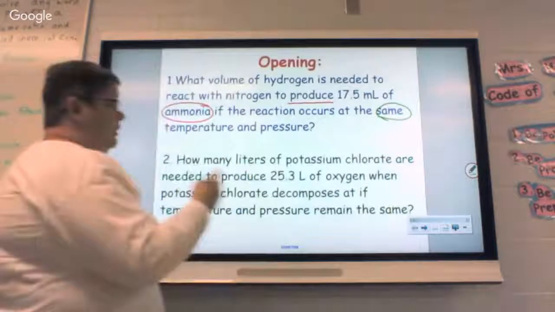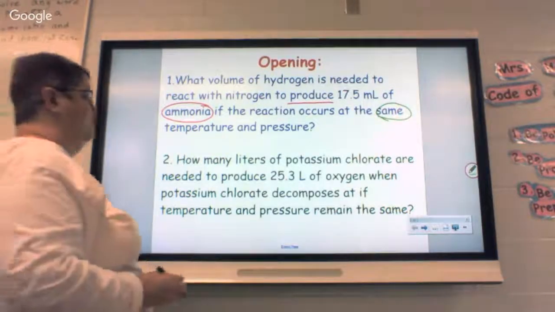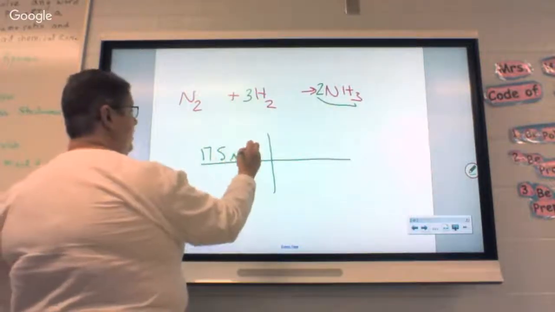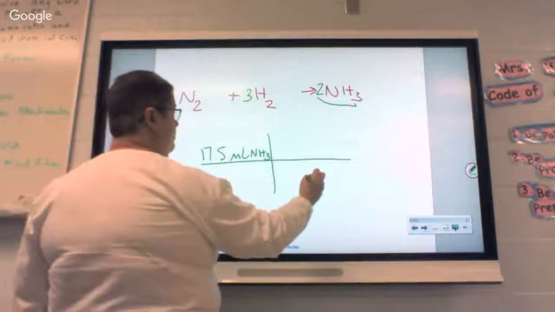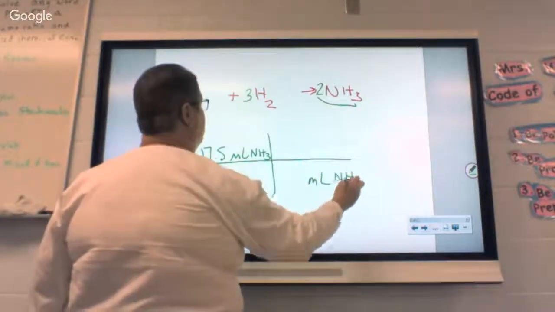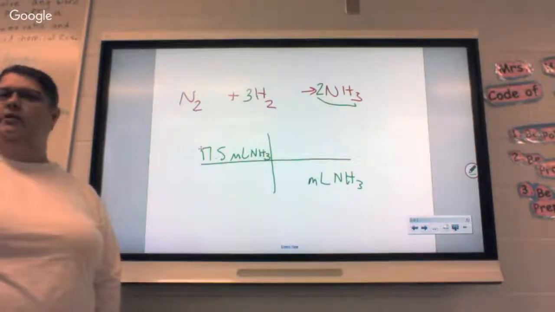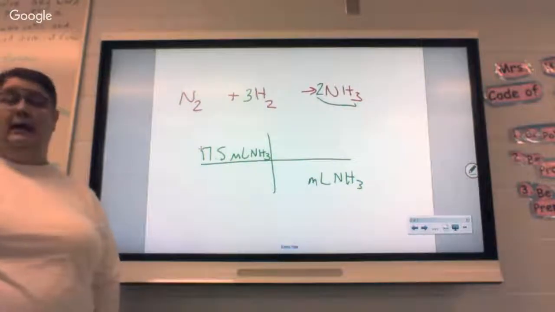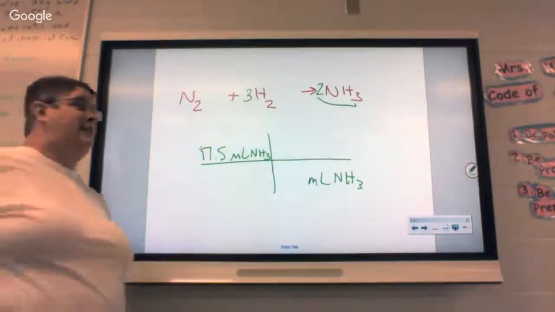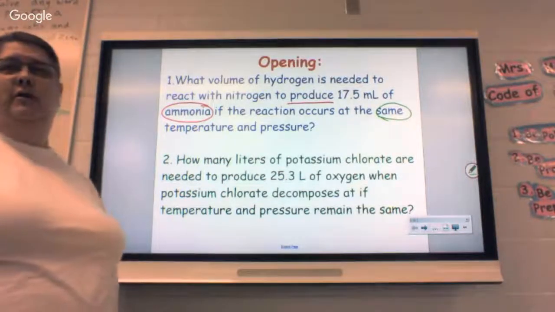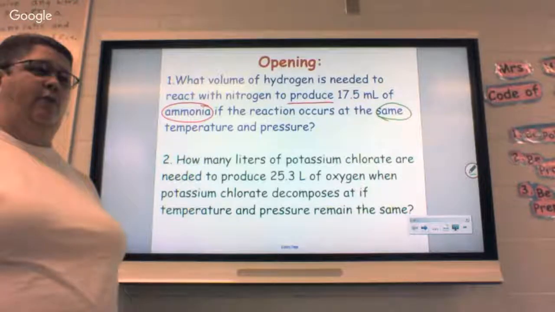So given that, looking here, we have 17.5 milliliters of ammonia. So 17.5 milliliters NH3. Now, a couple people first period said, don't we have to change it to liters? The answer is no. You can do it in milliliters or liters. Either one is fine. It's your pick which unit you want to use. That's why it's lazy. When you look at the question, did it say to do it in liters? No, it just said milliliters. So, volume, I'm going to put mL on the top.